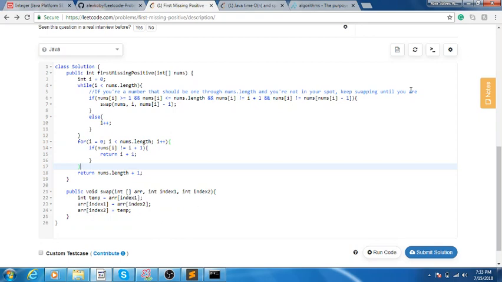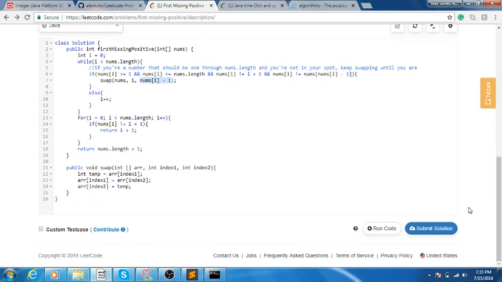So I hope this makes sense. I know I wasn't super clear about this part. It's kind of hard to show a concrete example, but you can just know this is the index. These are the two indexes you're swapping with. You can think of this as an index. So if the number at this index equals the number at this index, then you don't want to swap them.